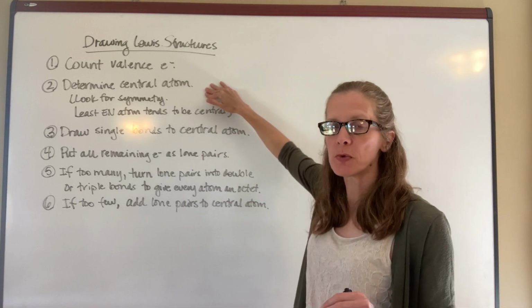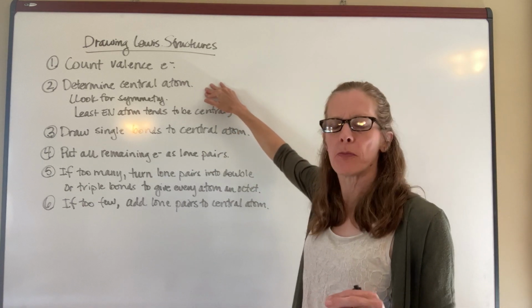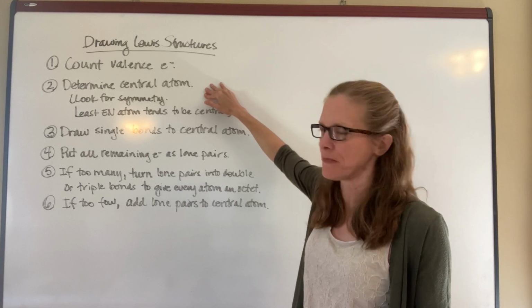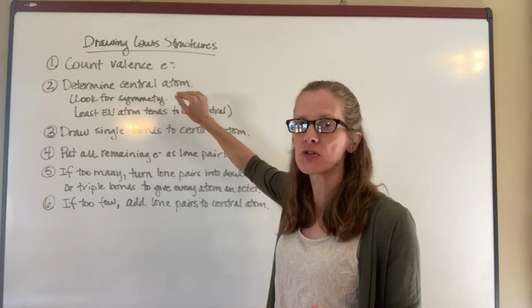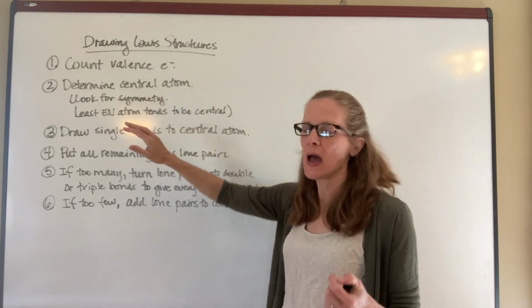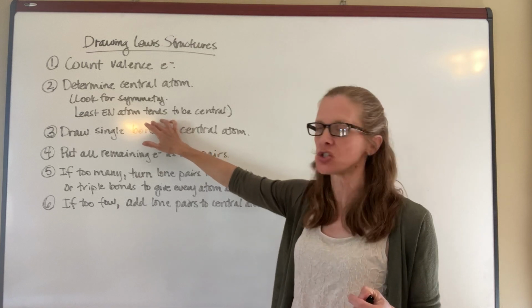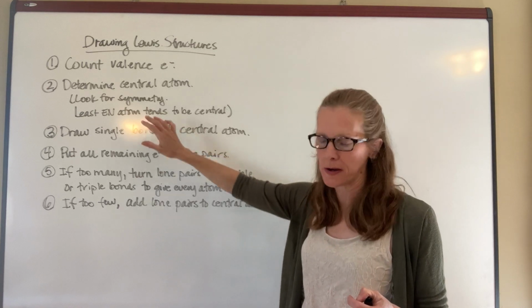Then you're going to determine the central atom. For most of the examples that we're going to be doing, the central atom is going to be fairly obvious. You do want to look for symmetry, and if you have to make a choice, the least electronegative atom tends to be the central atom.